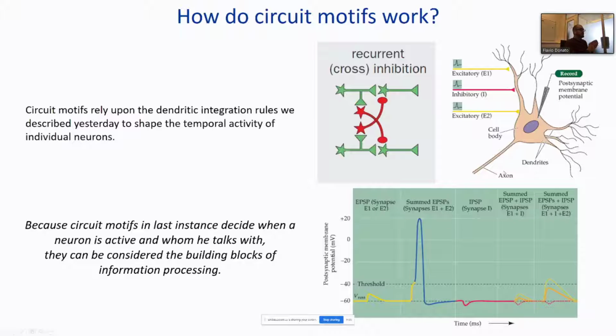Because circuit motifs in the last instance decide when a neuron is active and whom it talks to, because of the way in which it's connected, these are really fundamental computational units that are used to produce different activity patterns that are used to encode, process, and represent information within our brain. That's why today, we're going to explore how these circuit connectivity motifs work and what is the consequence of hooking up neurons in a specific way.